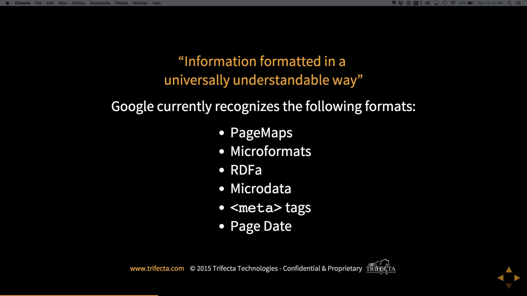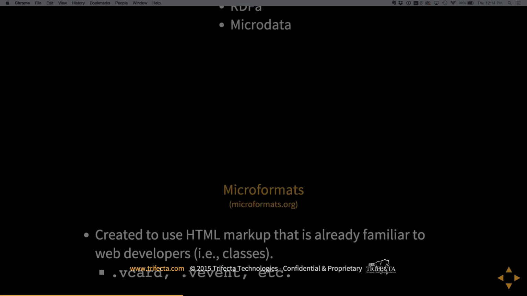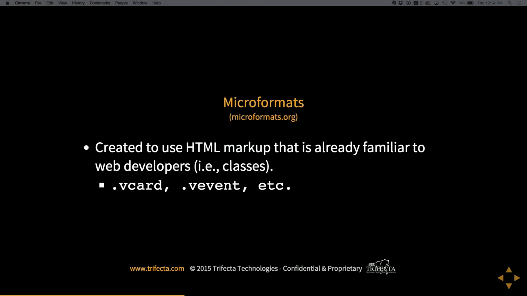And Google currently recognizes these structured data formats: page maps, microformats, RDFa, microdata, meta tags, and page dates. And we're going to focus on these three because these are the most relevant to SEO, or making SEO a little bit better for your site. And we're going to put most focus on microdata because it works really well with schema.org, which we'll talk about later.